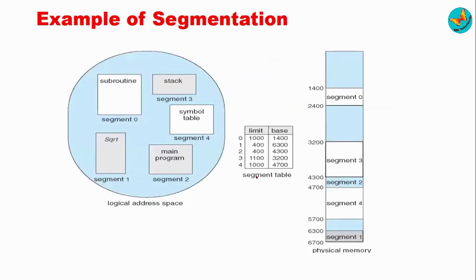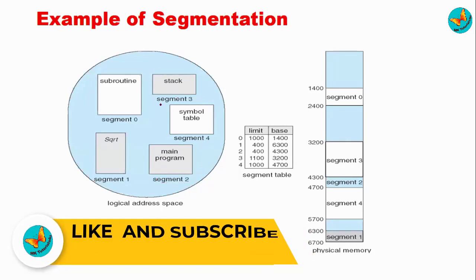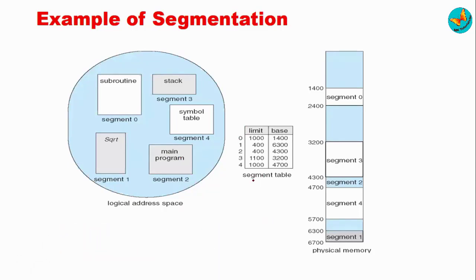Now here I have taken an example. Observe here. This subroutine is segment 0, then square root is segment 1, then main program is segment 2, then stack is segment 3, and the symbol table is segment 4. So this will be my virtual memory. Now we will maintain a segment table. As you can see, the first column is the limit and the second is the base.